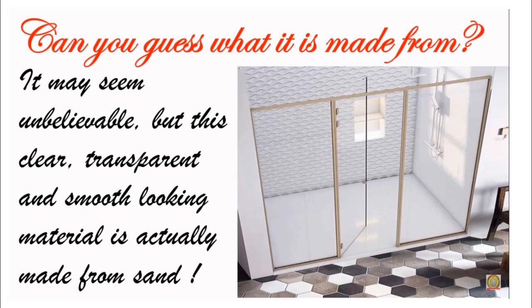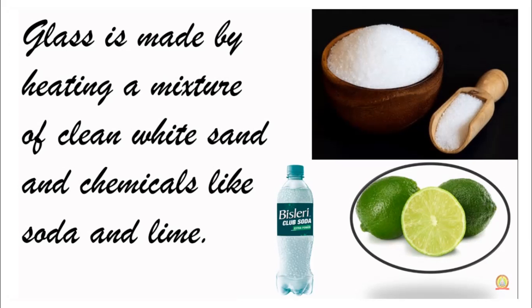Transparent means through which we can see. Now, glass is made by heating a mixture of clean white sand and chemicals like soda and lime. Yes, children, very unbelievable. This glass is made by heating a mixture of white sand and chemicals like soda and lime. We use soda and lime to make this glass. You can't believe it, isn't it?